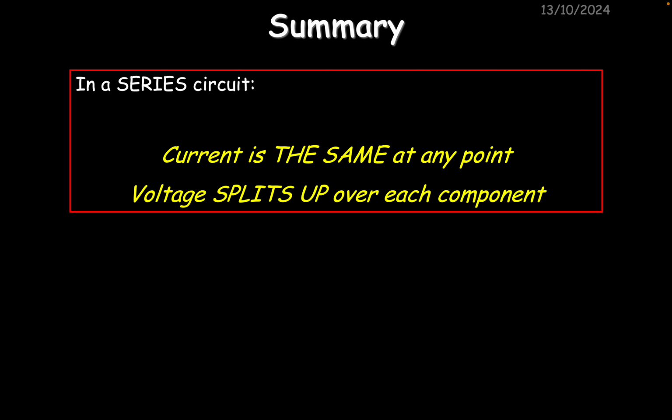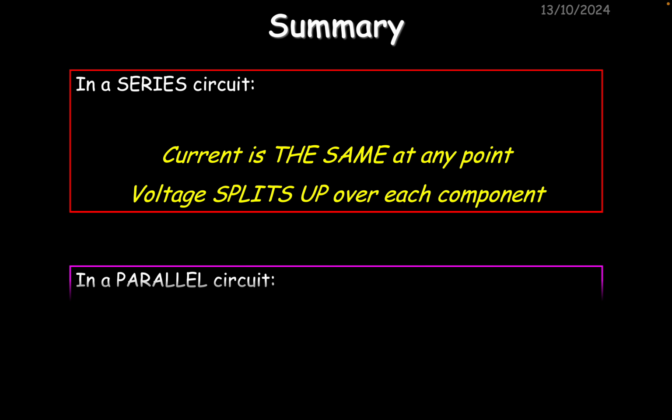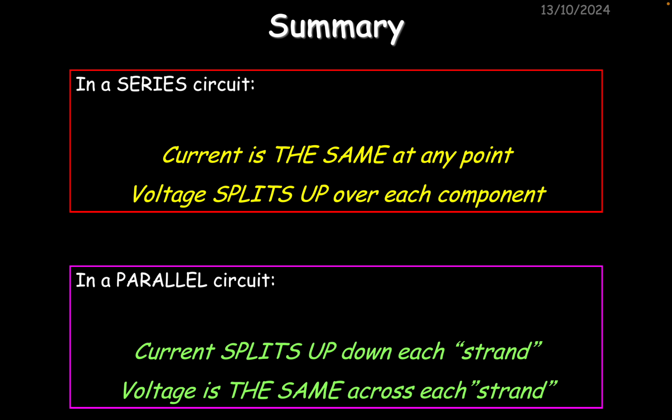And a summary of series and parallel circuits. In a series circuit, the current's the same at any point. However, the voltage splits up and is shared between each component, but the total voltage will be the same as the supply voltage. In a parallel circuit, the current splits down each strand and then joins up again, but the voltage is the same across each strand. So that's a good place to stop and allow you to consolidate your understanding.